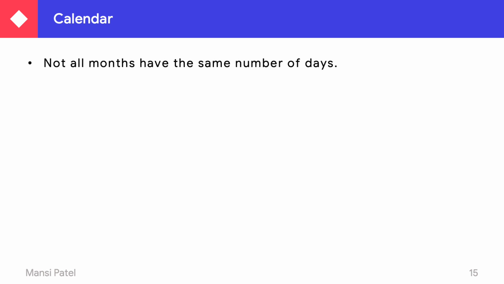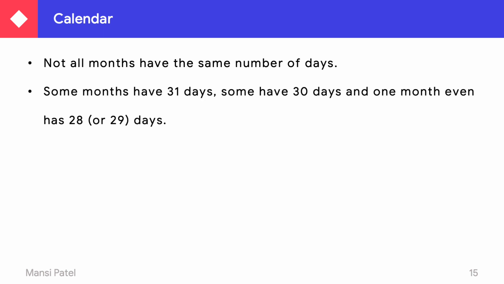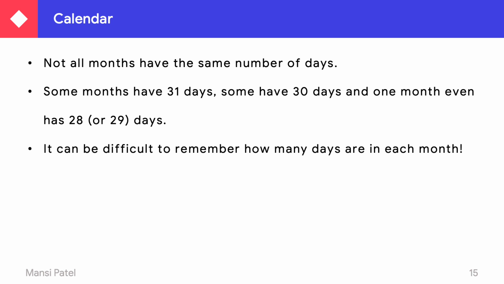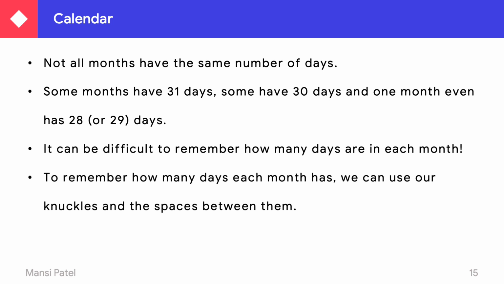Not all the months have the same number of days. Some months have 31 days, whereas some months have 30 days, and one month even has 28 or 29 days. It can be difficult to remember how many days are in each month. If I ask about any month, how can you know how many days are there? To remember how many days each month has, you already studied how to remember. We can use our knuckles and the spaces between them. Let us see.